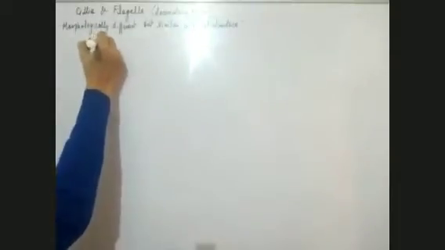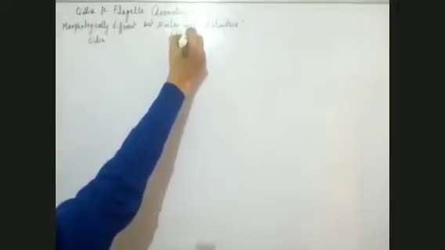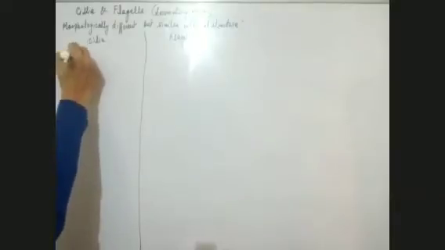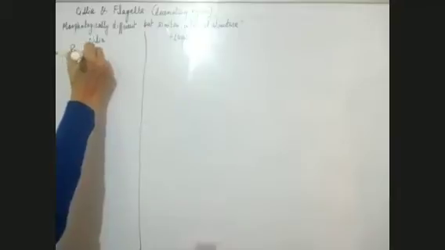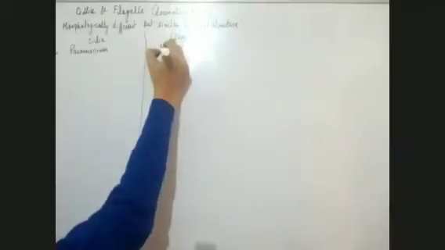Now, what is the difference between the two? This we are going to discuss now. So for that, I'll write here cilia and I'll write here flagella. So the difference between the two. Now, if we consider the example where these are present, this is present in paramecium and this is present in euglena.